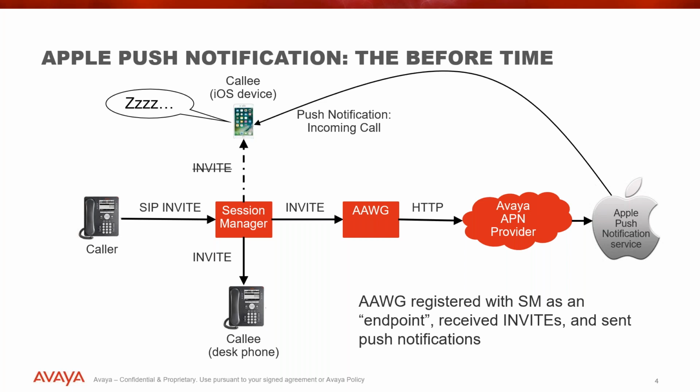AAWG authenticates with the Avaya APN provider. That's easy for Avaya to control and authenticate. And then there's just the one connection from the APN provider into the Apple push notification service. And Apple knows where your device is, so it knows where it can send a push notification to wake up your application. The application wakes up, registers and subscribes with Session Manager, and then it's ready to receive the call.